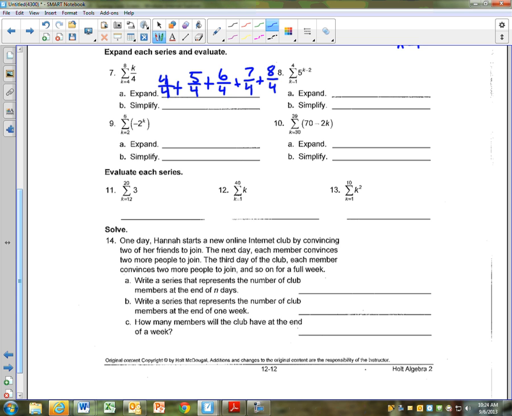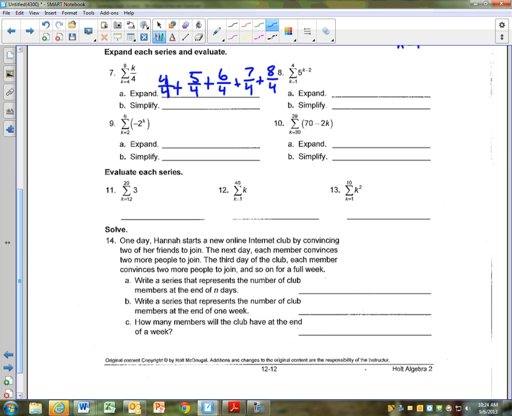So you started with a value of k equals 4. You end with a value of 8. Because if you start with 4 and you go to 8, that's a total of 5 numbers: 4, 5, 6, 7, and 8. Okay, got it now? So, as we look at this, now we add them up.